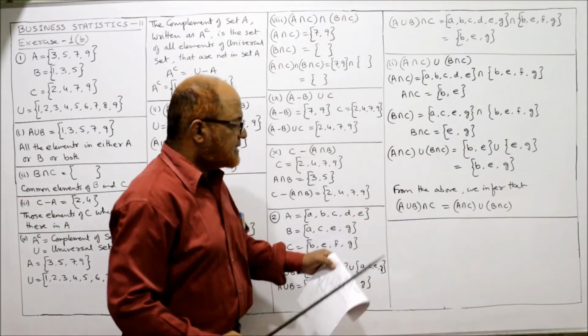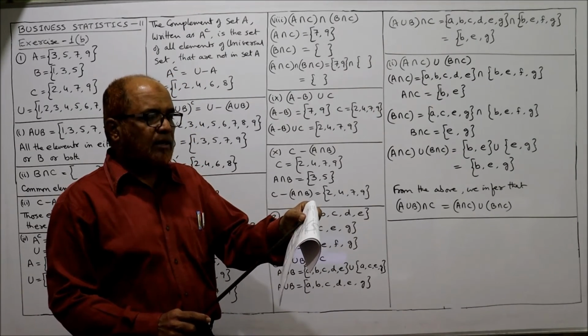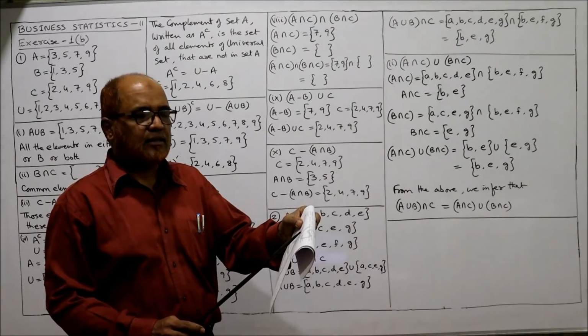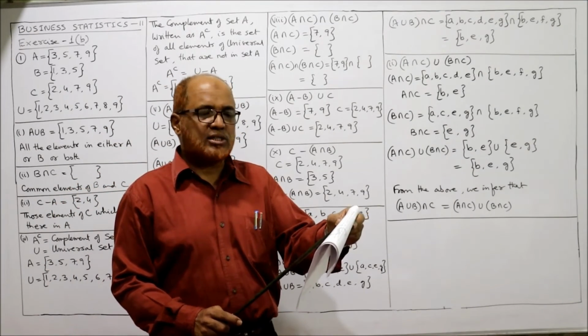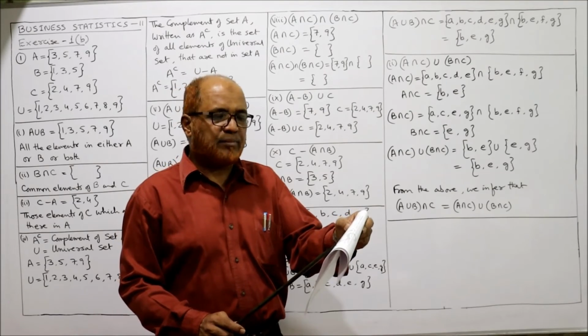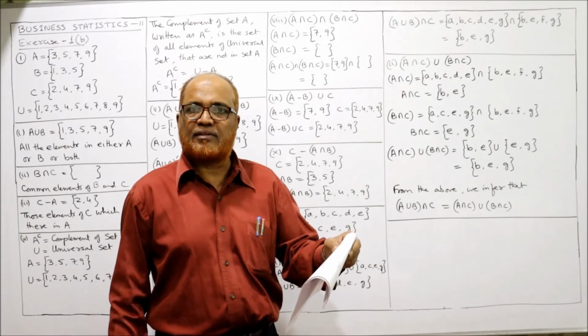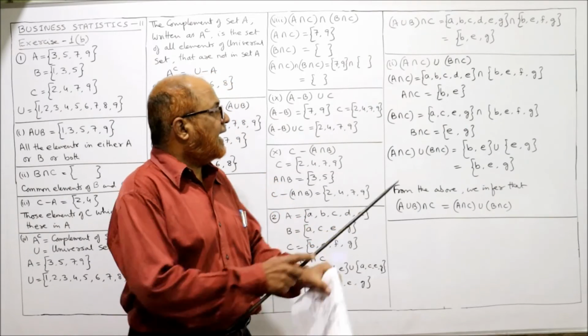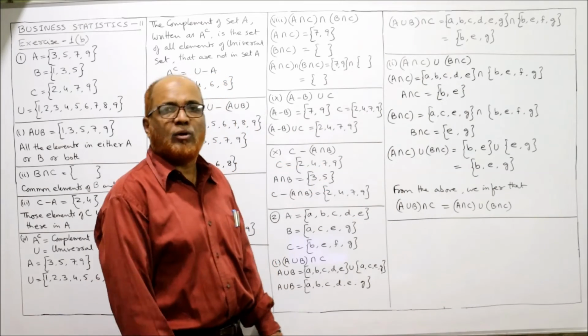Next, second point. A intersection C union B intersection C. What can you infer from the result? After calculating these two, compare them and give some inference. Give the conclusion. So we have to find out A intersection C union B intersection C.